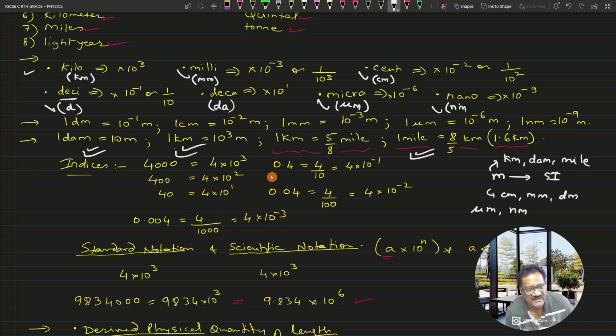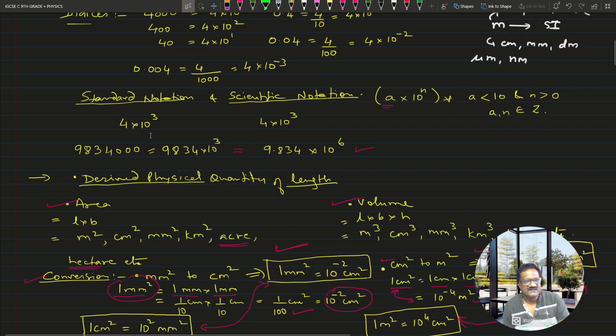If you are not good at this, then you should revisit indices from mathematics and make yourself perfect in them, because these are the numbers in this form that you are going to use in physics from now onwards. Let us proceed. There is something called standard notation or scientific notation.